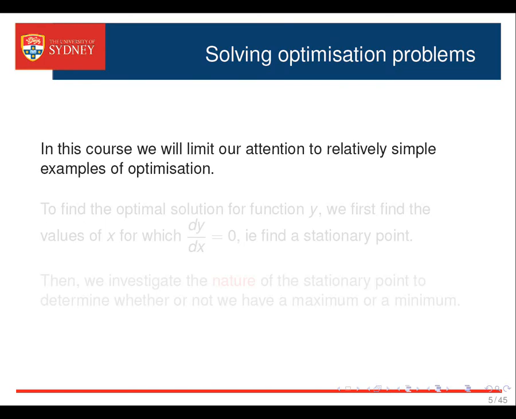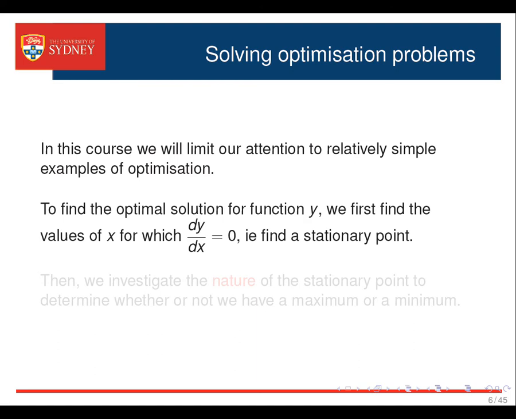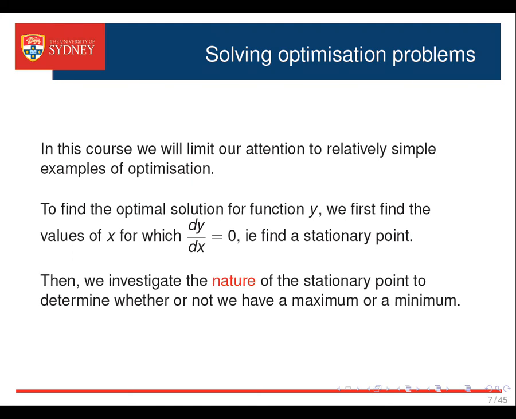We will limit our problems to relatively simple examples of optimization. To find the optimal solution of the function y, we first find the values of x for which the derivative of y with respect to x is 0. In other words, we find the stationary points. Then we determine the nature of the stationary point either as a maximum, minimum, or neither.